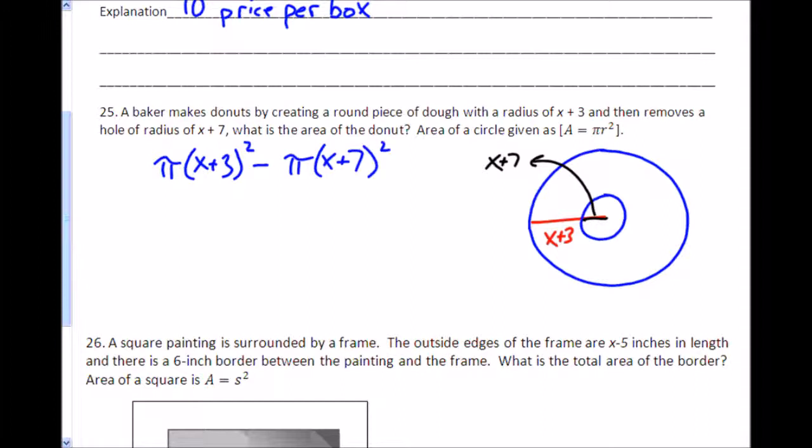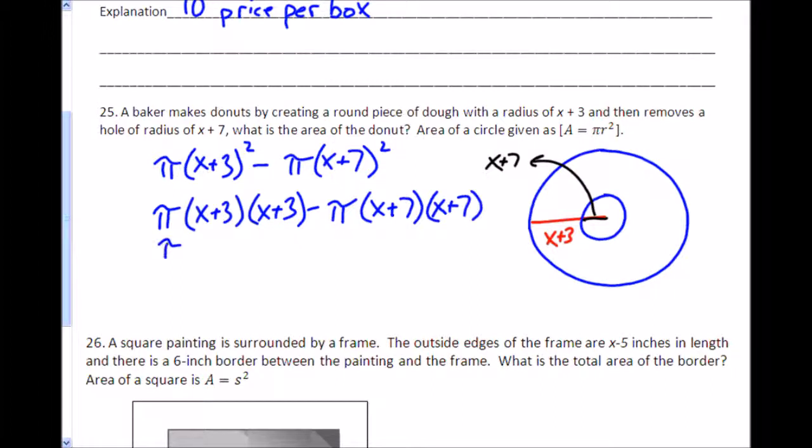And now I just need to simplify this thing. So I simplify this. That's going to give me pi times (x plus 3) squared, which is x plus 3 times x plus 3. Make sure that you're using your distributive property here when you do this. The (x plus 7) squared is x plus 7 times x plus 7.